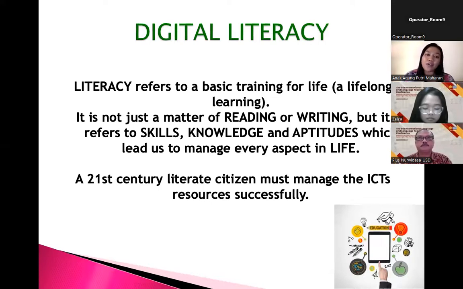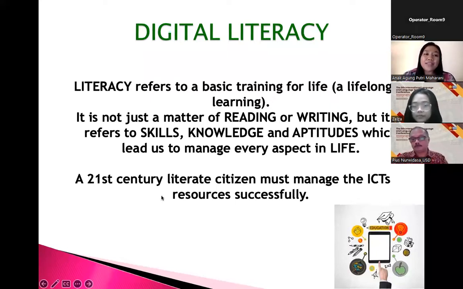So literacy itself is no longer related merely to reading and writing, but it also covers broadened skill aspects, involving skills, knowledge, and aptitudes. Because literacy is crucial for a human being to master, within the 21st century the citizens must be literate, and related to digital literacy, the citizens must manage ICT resources successfully. Therefore, human beings are not only becoming a mere teacher and students, but also becoming literate by using ICTs and digital platforms or digital media in every aspect of life.